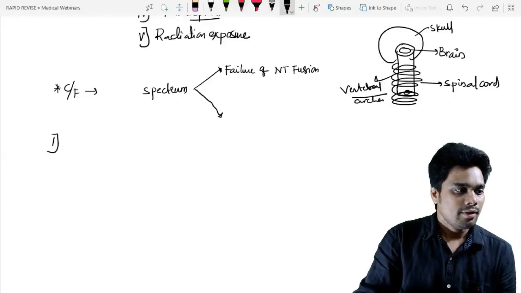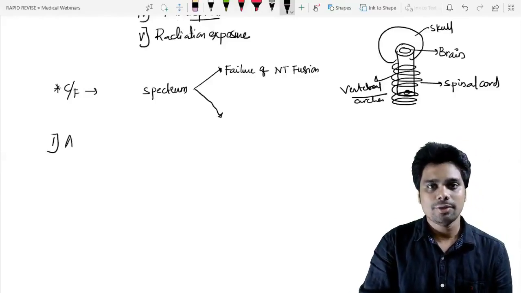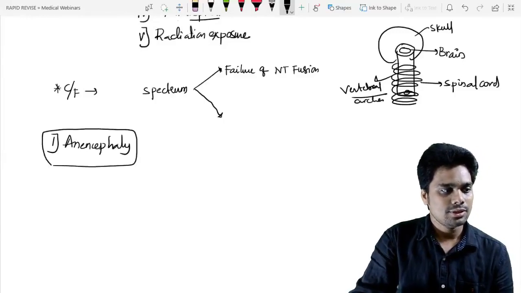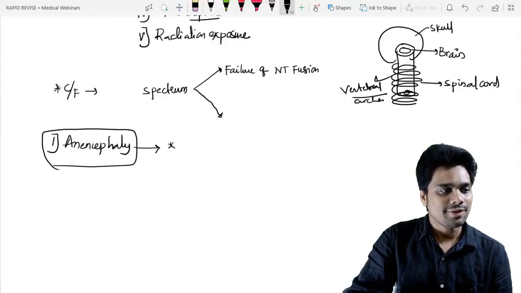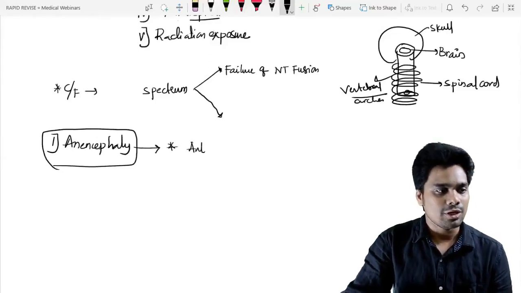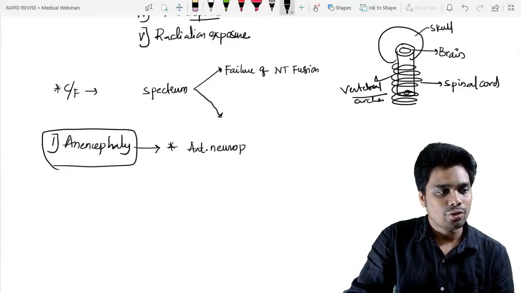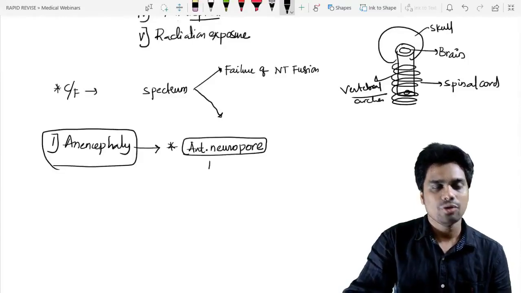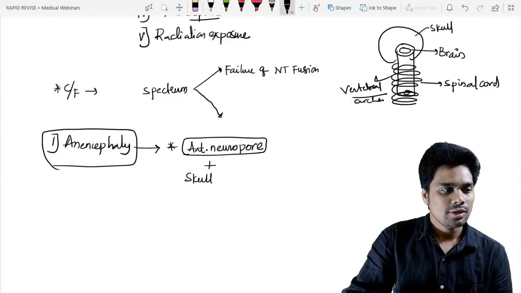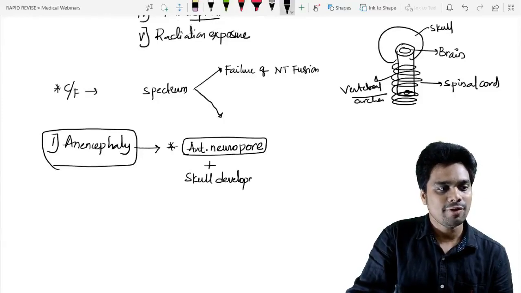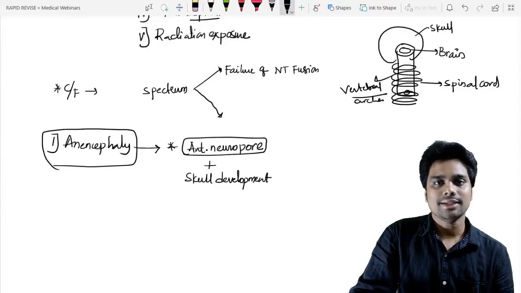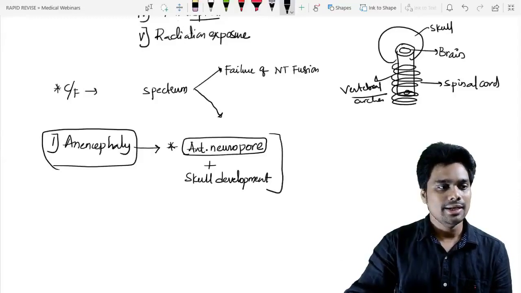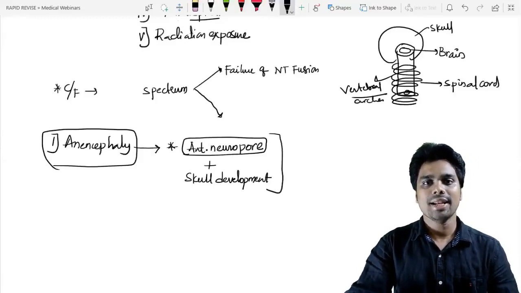So the first spectrum of neural tube defect is anencephaly. This is frequently asked in the exams. Anencephaly is failure of fusion of anterior neuropore. By this time you know what is anterior neuropore. Failure of fusion of anterior neuropore plus failure of proper skull development. So there is a defect in the skull. Because of the defect in the skull, the whole of the brain tissue herniates from the skull, leading to degenerated brain tissue appearing outside of the child.